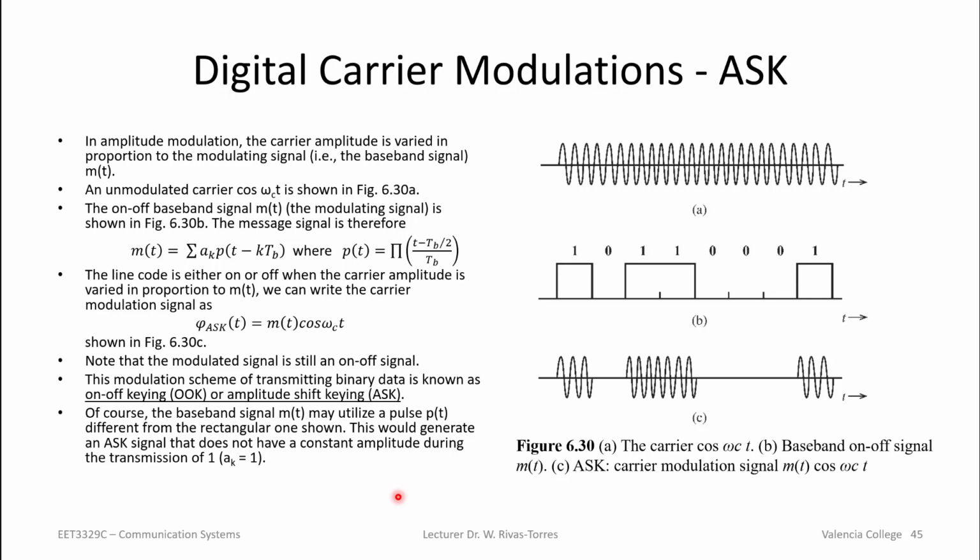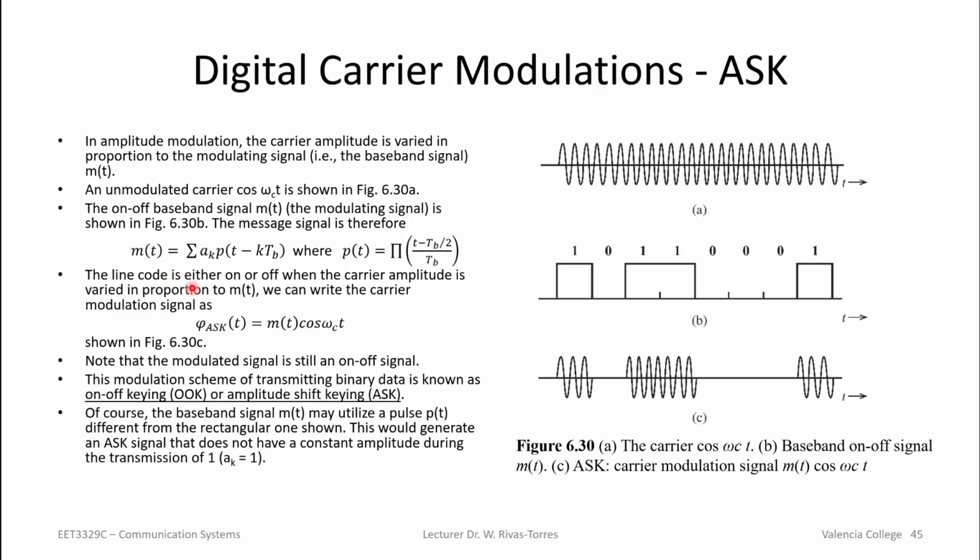So let's start talking about the different digital carrier modulations. The first one that we're going to talk about is ASK, or amplitude shift keying. We know that in amplitude modulation, the carrier amplitude is varied in proportion to the modulating signal. And we can see what an unmodulated carrier looks like. That's this waveform here. It's just a sine wave at a high frequency. Let's say we have a baseband signal whose pulses follow something like this.